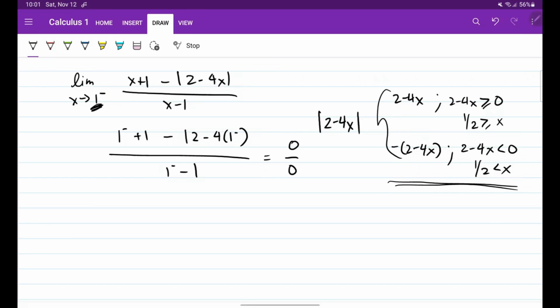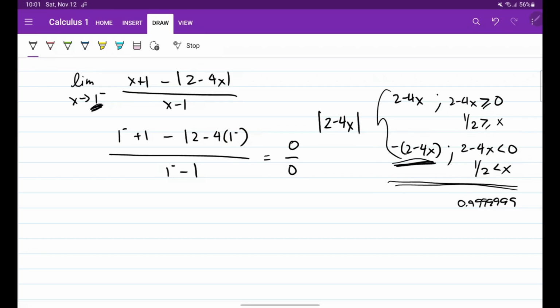Why? Kasi 1 minus, isipin natin 1 minus is 0.99999. And that is greater than 1 half. Okay? So hindi siya less than 1 half. Okay? So yung gagamitin natin na definition is negative of 2 minus 4x.